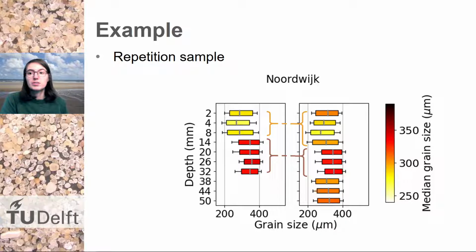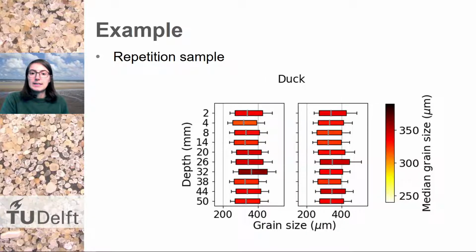Well, we actually also did this in Duck, and here we see that the grain sizes are much coarser than in Noordwijk, and they're pretty similar throughout the cross section. And I want to point out that we have two gradients here, with somewhat finer sediment on top, then some fining, and then some coarsening again.